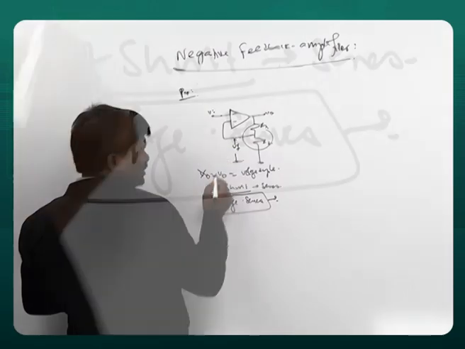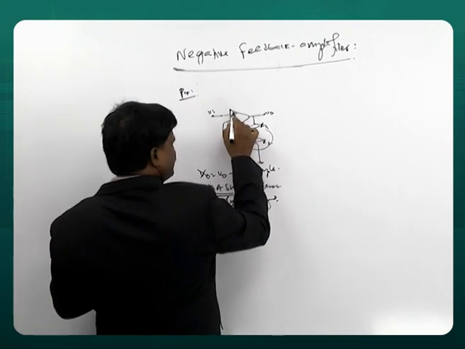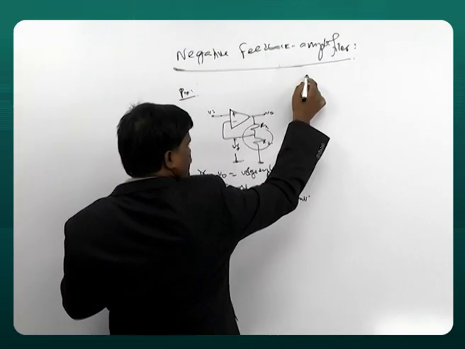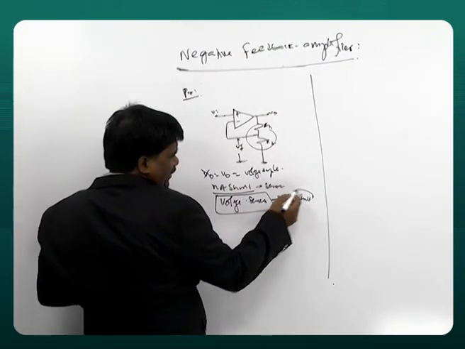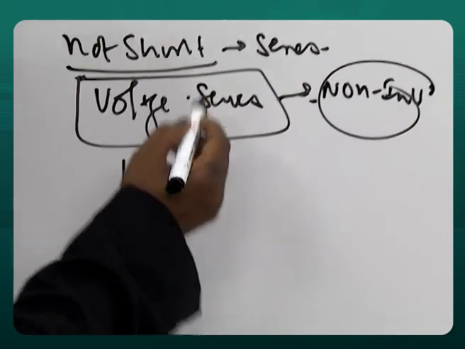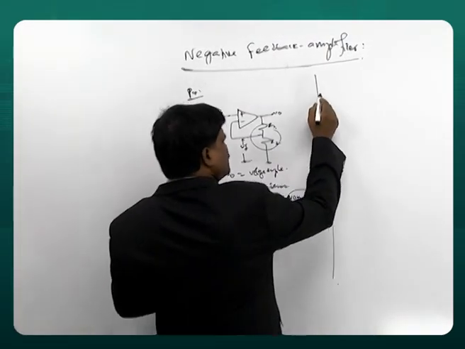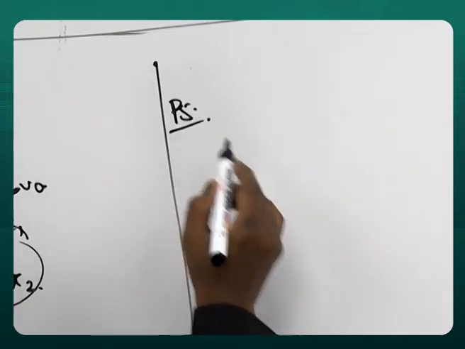What is voltage series feedback? Non-inverting topology. So non-inverting amplifier is an example of voltage series. Problem 5.